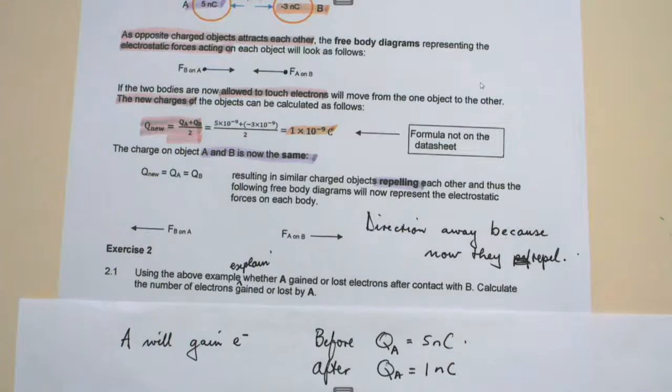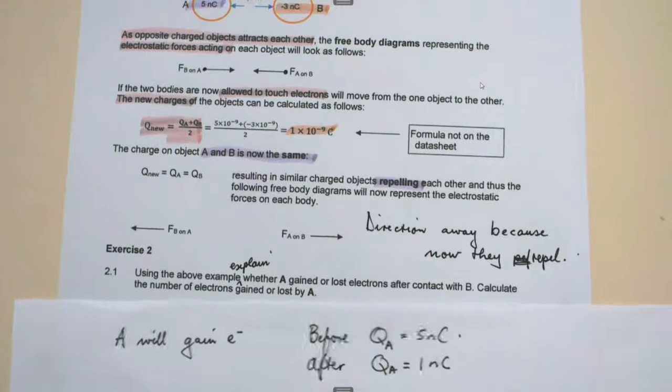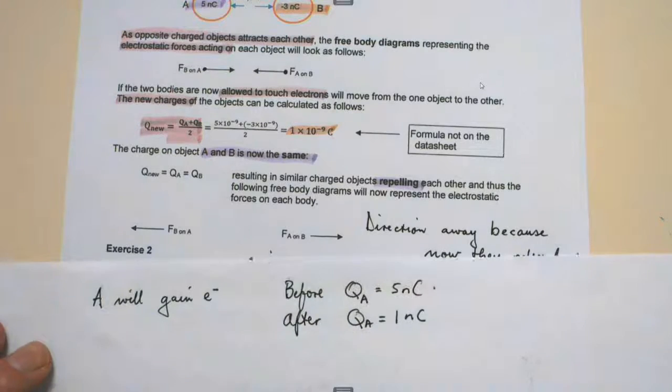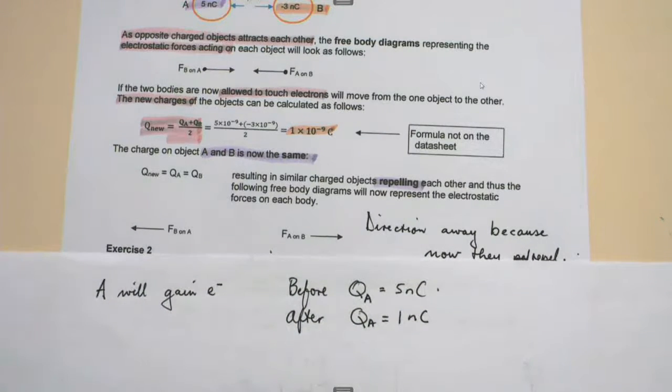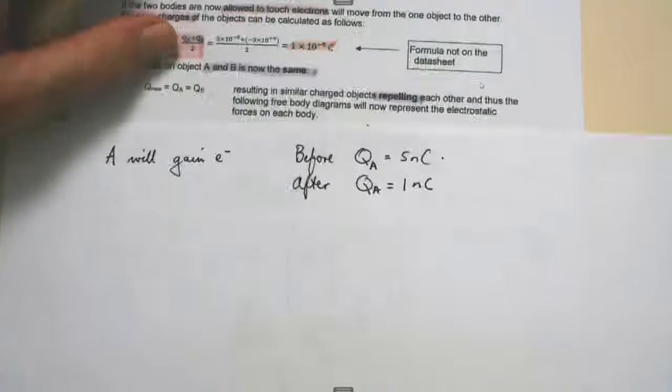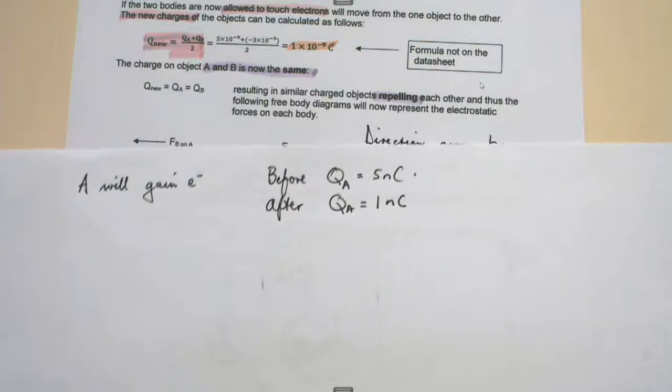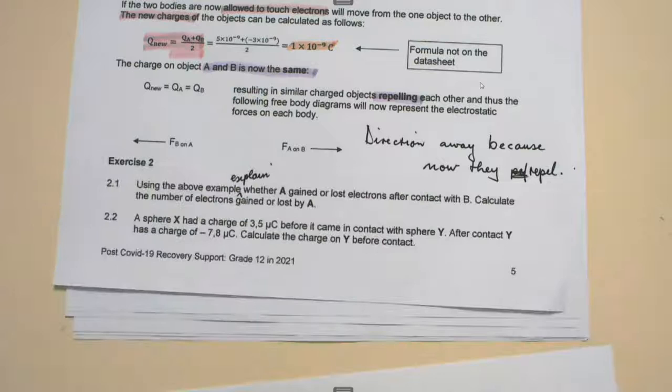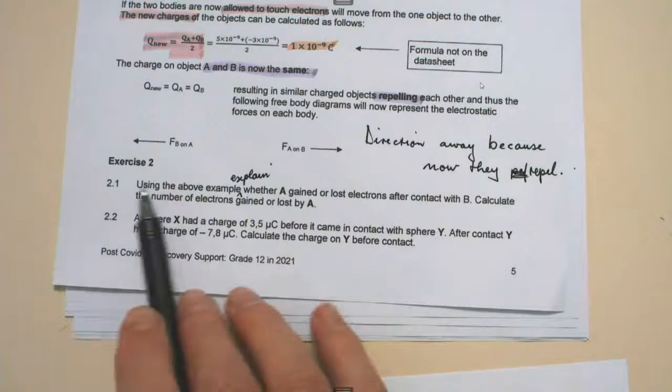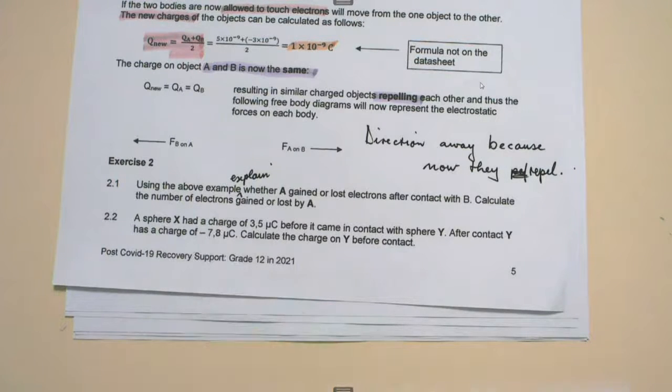All right, so I'm going to do this in two ways, and then you can choose which one will work best for you. Okay, so that is my situation. I want to know the number of electrons. Calculate the number of electrons gained or lost by A. Now we know it gained.